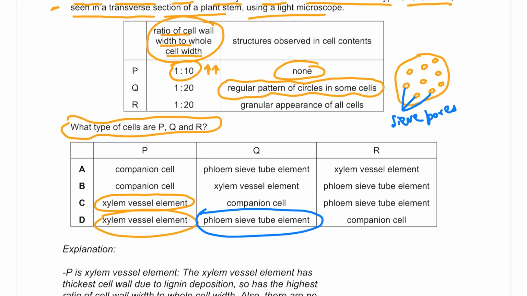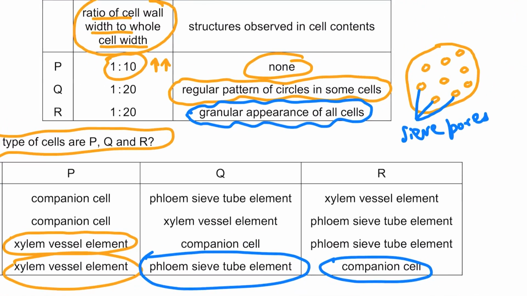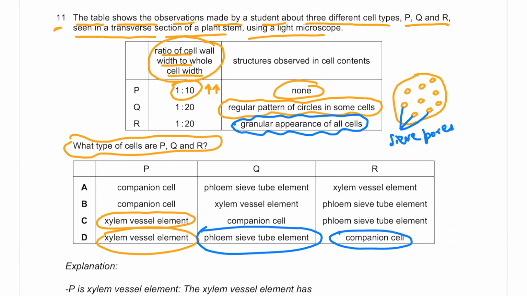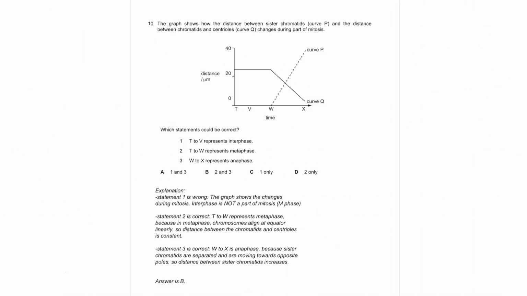If we talk about R, guys, R is a companion cell because there is a granular appearance of the cells. If we view the companion cells in cross section under the light microscope, we see a granular appearance, and this granular appearance is due to the mitochondria. The answer is D. Let's move on to MCQ number 10.